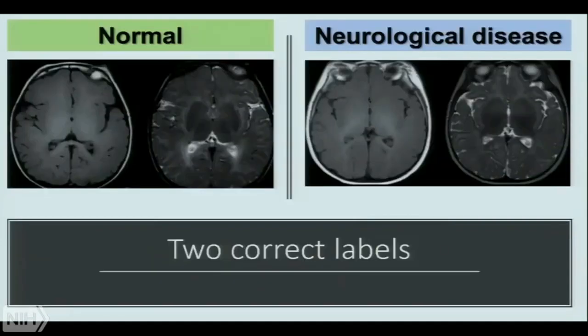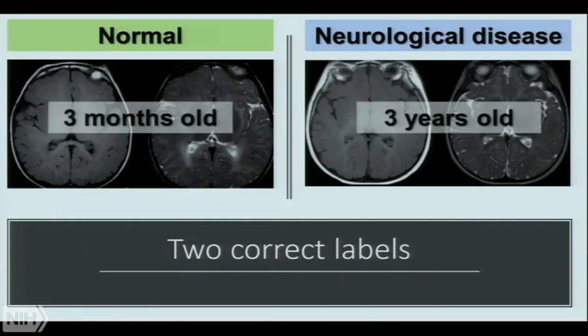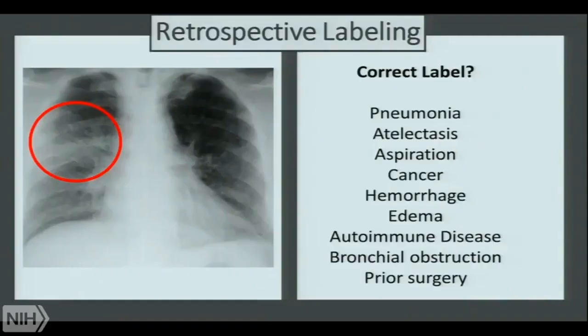Another thing that can happen is you can have two imaging examinations that can have two correct labels. So these are two pediatric brain MRIs that are essentially identical, but one is normal and one has a severe neurologic disease known as Pelizaeus-Merzbacher, which causes a delay in myelination and causes the brain of a 3-year-old to look like the brain of a 3-month-old. So again, difficult to do these kinds of annotations without the context.